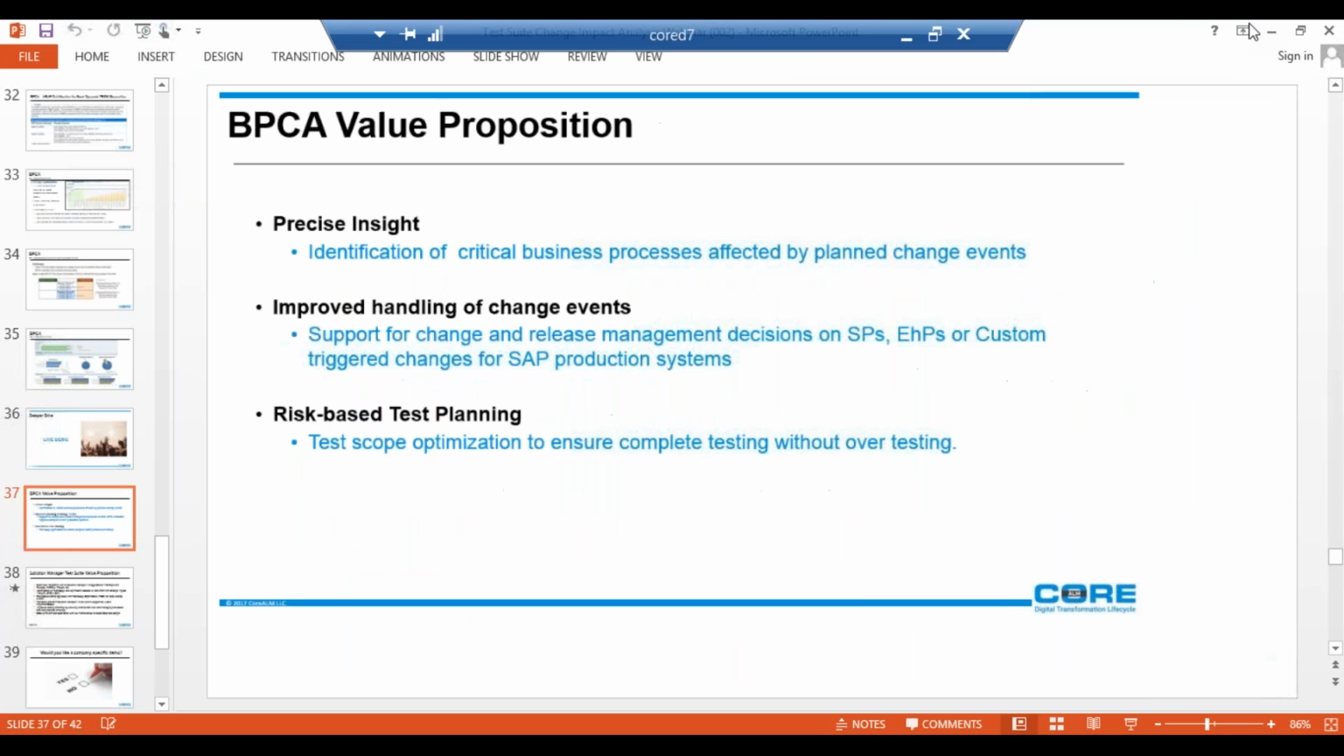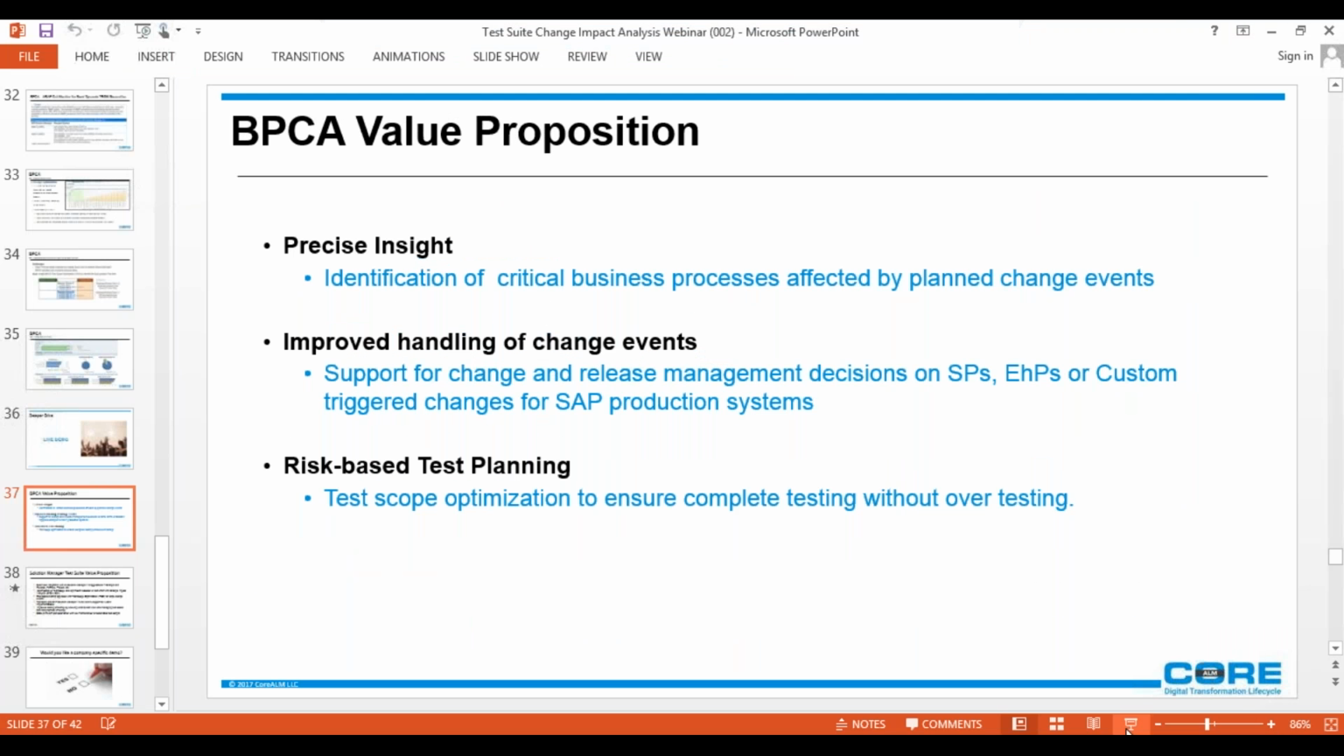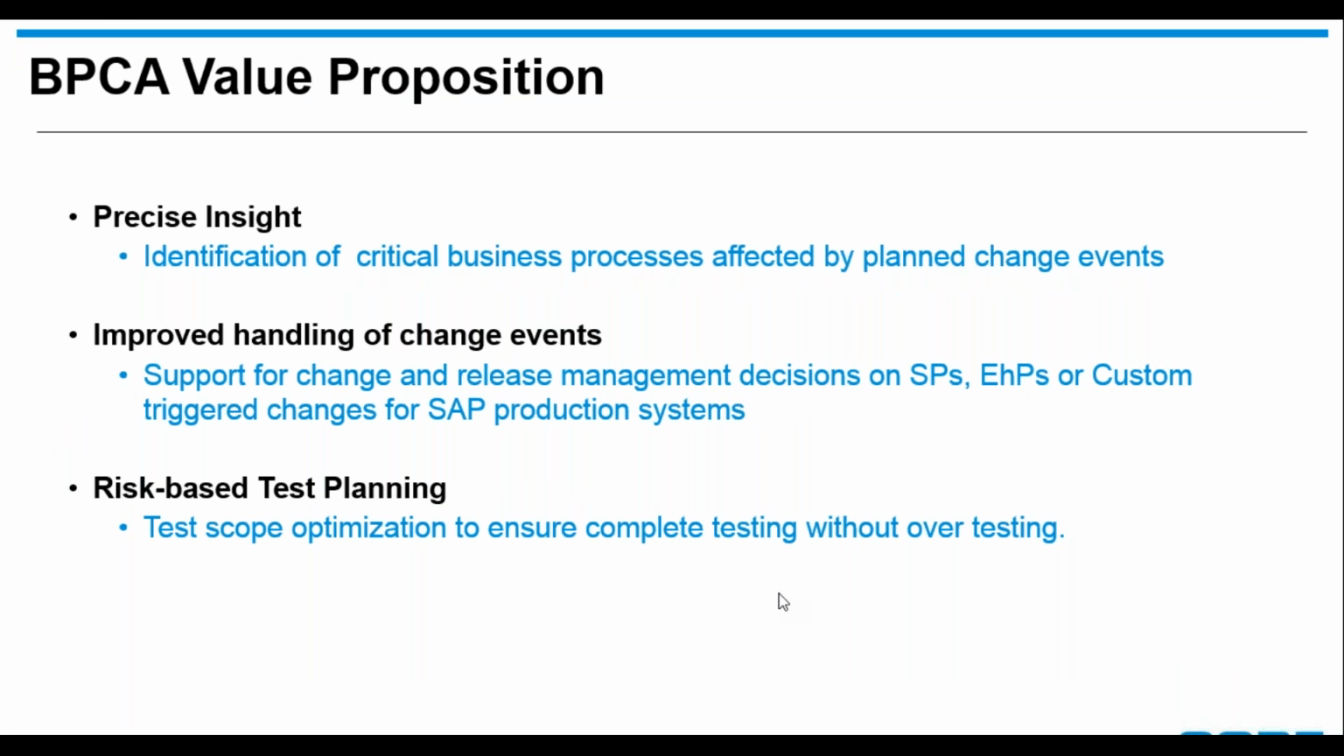I'm going to move back over to the slides here, and real quickly, again, what's the value is you're identifying the critical processes by change events, enhancement packs, support packs, just releases, and so it allows for better planning, better management decisions, and then the test scope optimization. You see how that can reduce. If you say I don't have 6 weeks to do the testing, what can I get done in 2 weeks? And you can see what the risk is based on that.